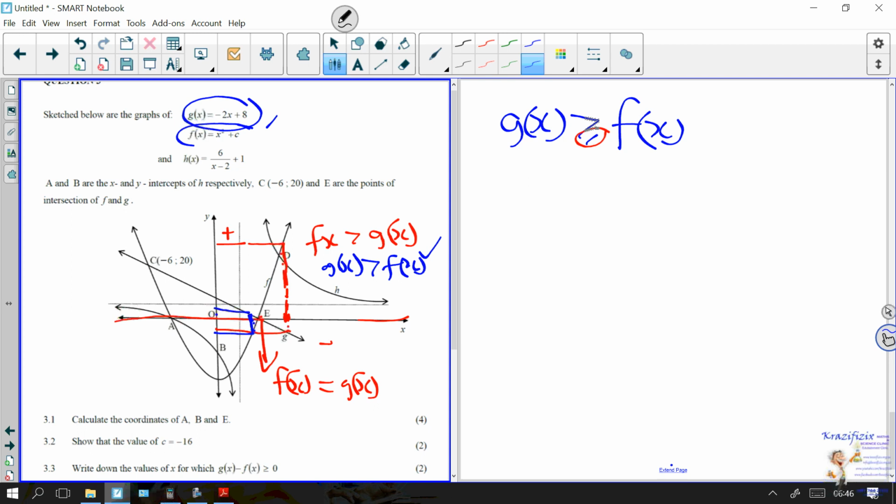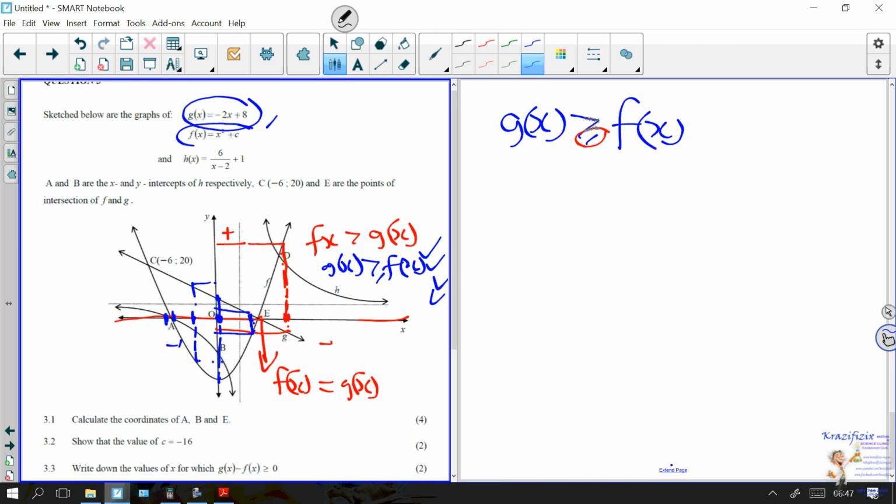Even at point 0, let's check. My f of x is negative. My g of x is positive. That still works for me. A point here, let's check. G of x, positive. Trace it down. F of x, negative. That works for me. What about this point A? They are equal. Again, that works for me. Greater than or equal to.